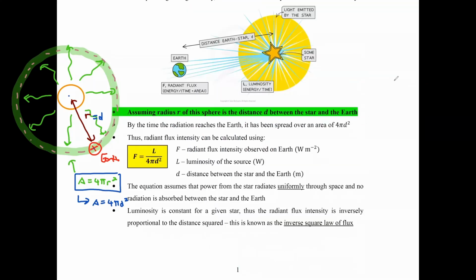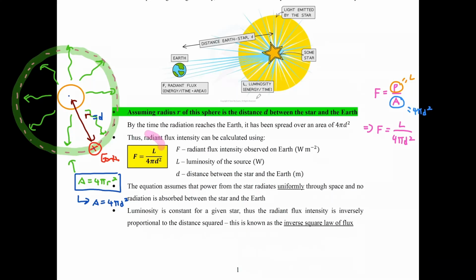Now, from the basic definition of radiant flux intensity, which was power per unit area, power here for a star is luminosity, and the area A here to which your power was spread out was actually the area of your sphere, which is 4 pi d squared. So your radiant flux intensity can thus be written as F equals L over 4 pi d squared, which is what you're seeing right over here.